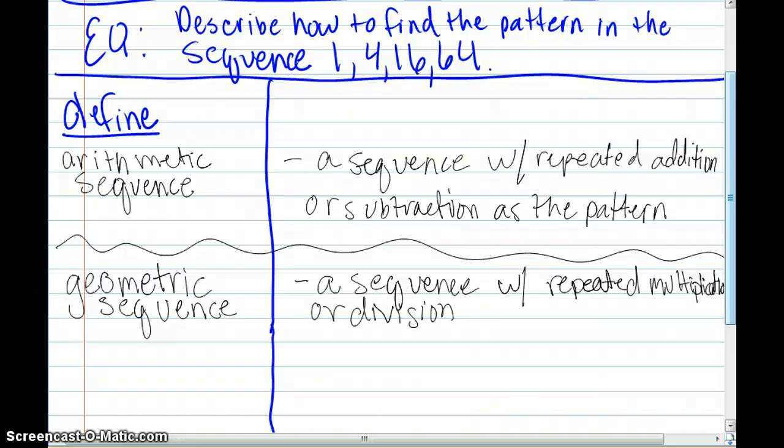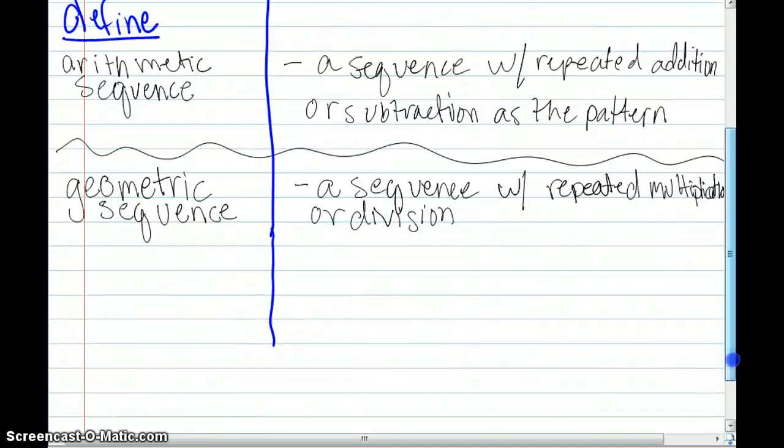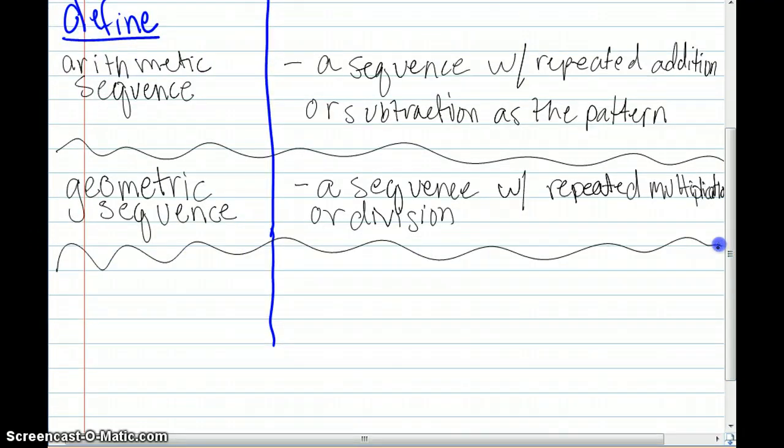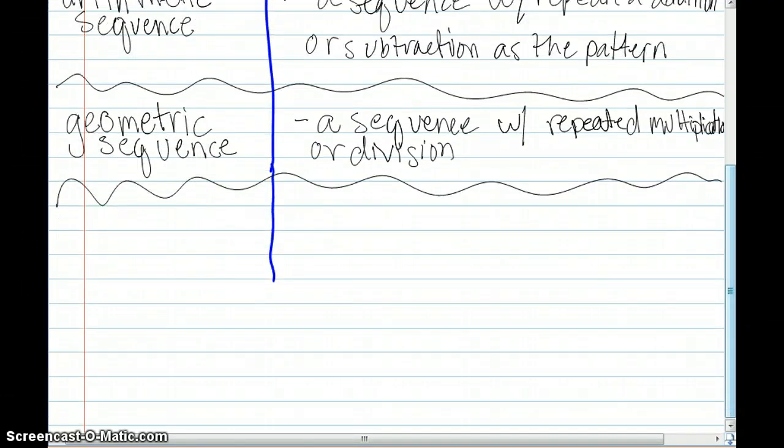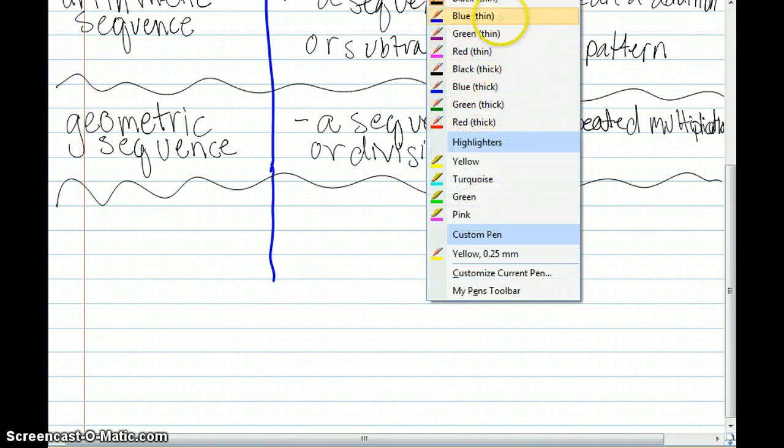To be an arithmetic sequence, it has to have the same repeated addition from every single term. It has to be add 7 every time, or add 6, or add 3, or subtract 4. Or it could be multiplying by a -6, and then that would make it a geometric sequence. So we are going to look at a couple, and we're going to identify them as geometric or arithmetic.